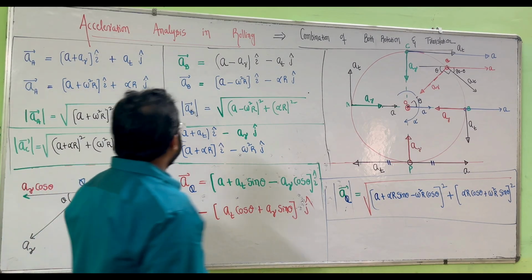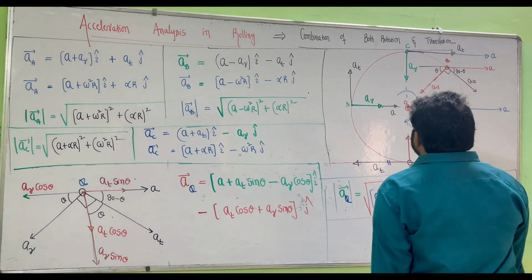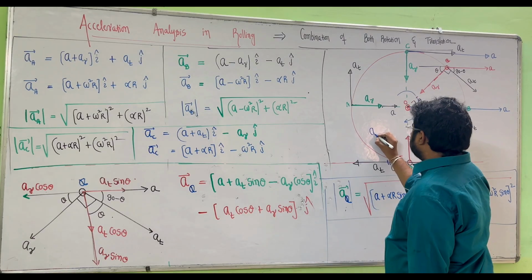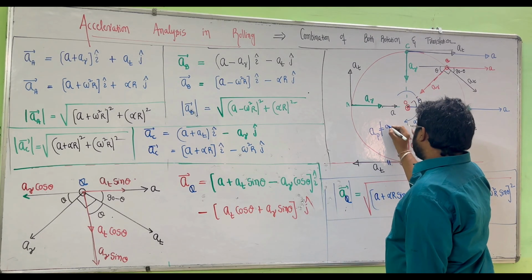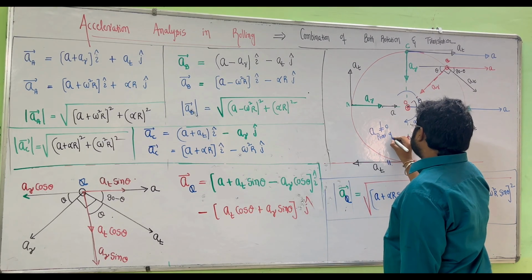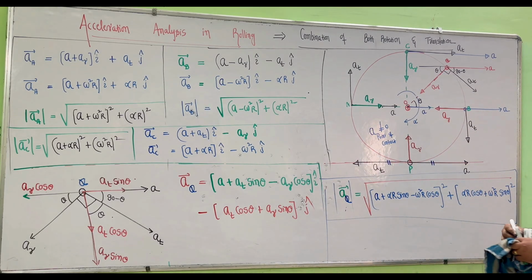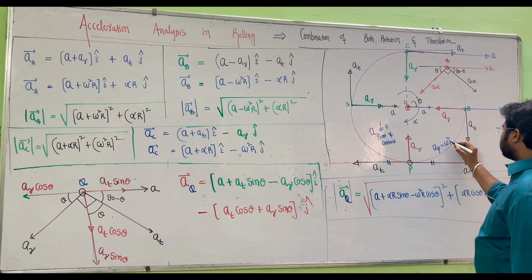Understood? Acceleration at point Q. So here, acceleration at the point of contact P is not equal to 0. Acceleration at the point of contact is not equal to 0. Acceleration at point P is equal to how much? Omega square r.